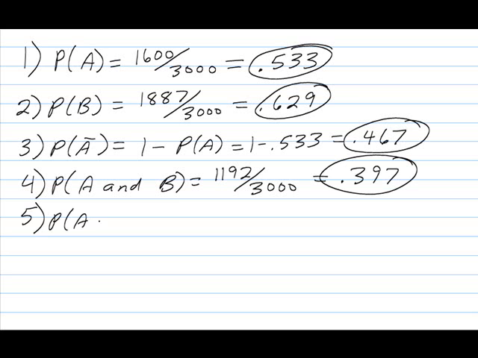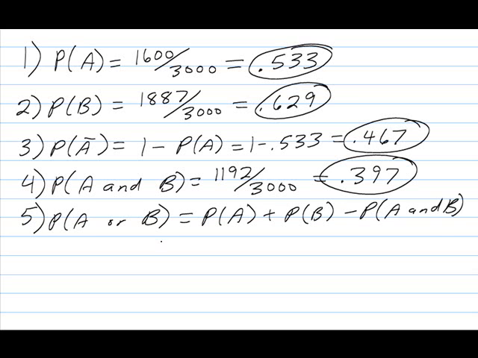The probability of A or B, once again you have some options here. I'm going to use the addition rule and say this is the probability of A plus the probability of B minus the probability of A and B. You can always use the table, but I would prefer in the case of a contingency table to go ahead and use this rule. I think it's a little more straightforward. Plus the probability of B is 0.629 minus the intersection is 0.397, and that gives us a total probability of 0.765.